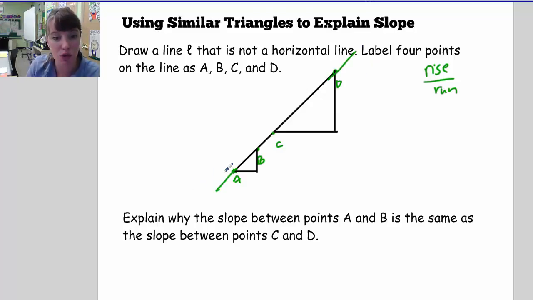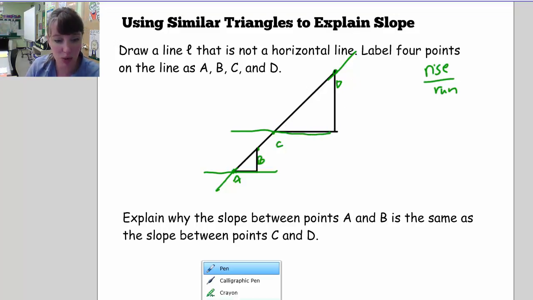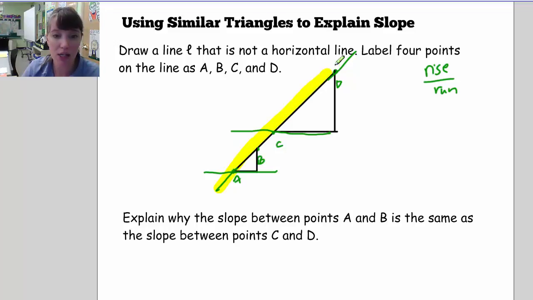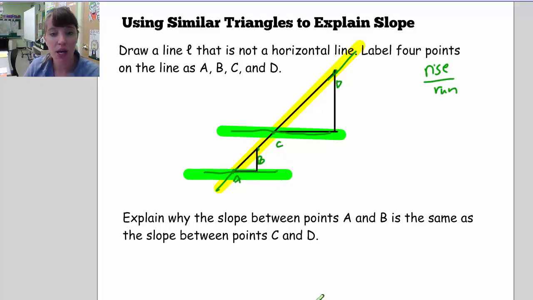To show that they're similar to each other, I want to extend the line that I first drew and extend the sides of the triangles here, so that what you can see is, let me highlight this real quick, this line that I drew initially is a transversal to these lines right here. We've talked about transversals before. Now, if these lines are transversals, then these angles right here are corresponding angles.